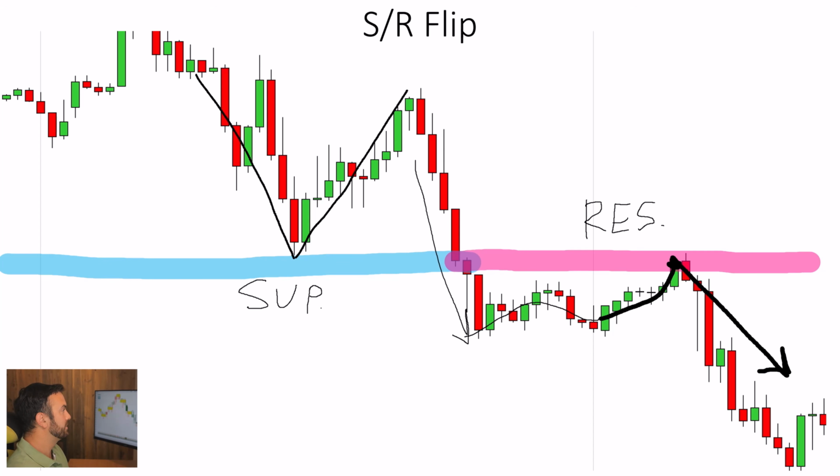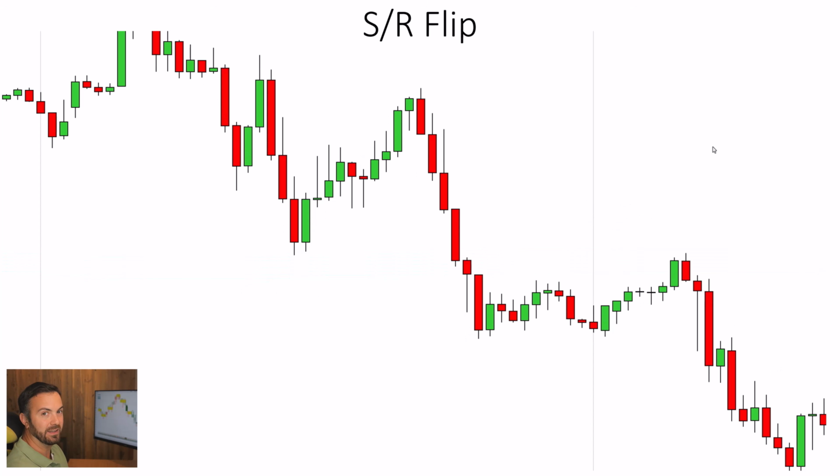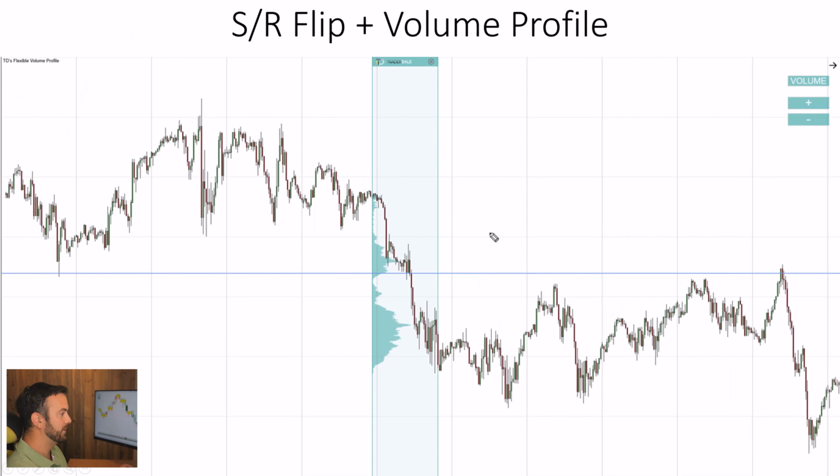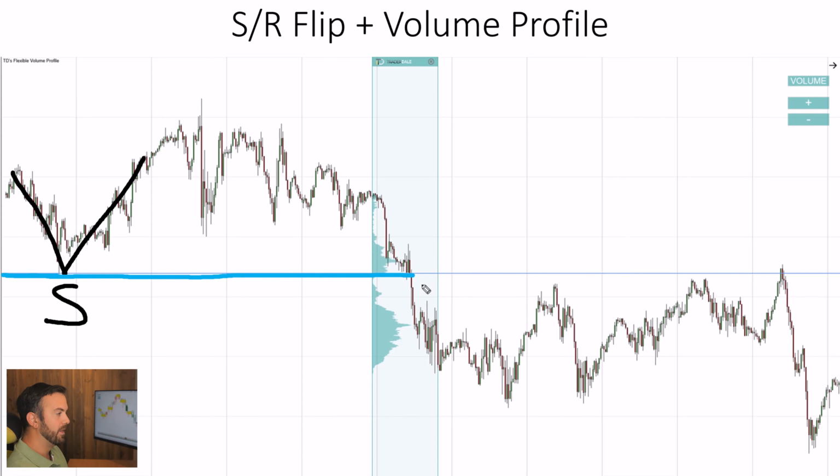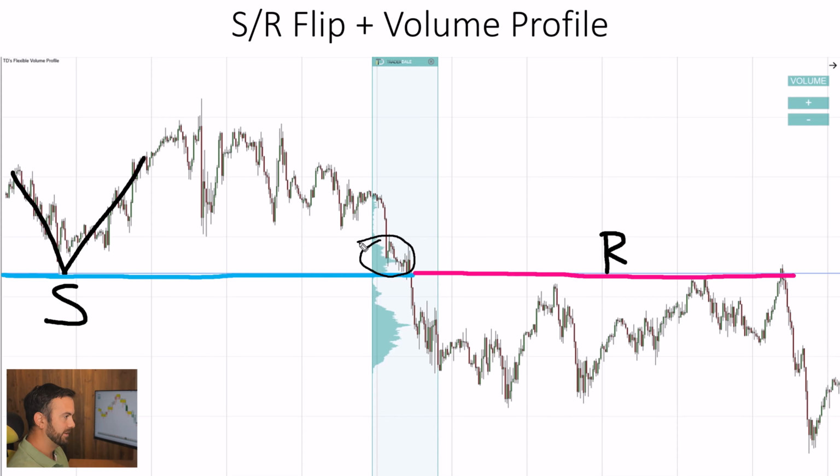Now let me show you how you can add volume profile to it and increase its win rate. So if you look at this chart, then you can see that there was a strong reaction in the past, so that was a strong support. Then the price went past the support. That means that the support turned into a resistance. That's requirement number one. Requirement number two is you need to see a volume cluster, such as this one, around the place where the support turned into a resistance, right? And you trade from the beginning of the volume cluster.